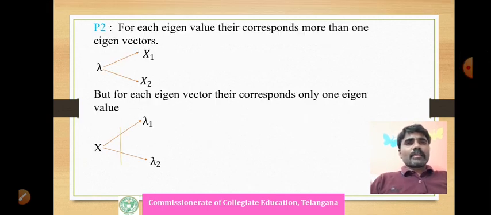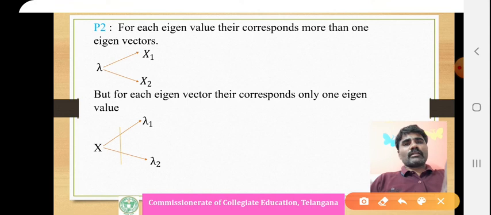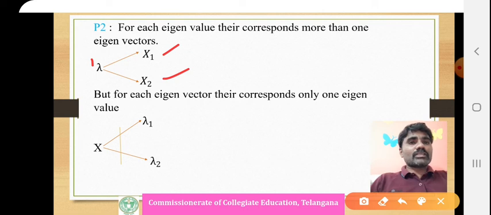And the second one is, for each eigenvalue lambda there correspond more than one eigenvectors. For one eigenvalue, not only one, more than one eigenvectors are possible. Since determinant of A minus lambda I equals 0, the system has infinitely many non-zero solutions. That's why for each eigenvalue we will have many eigenvectors x1, x2, x3 and so on up to xn.